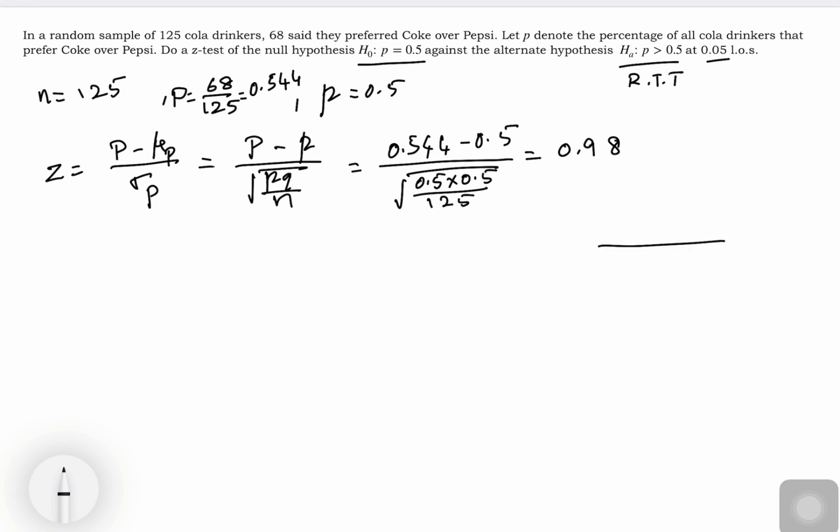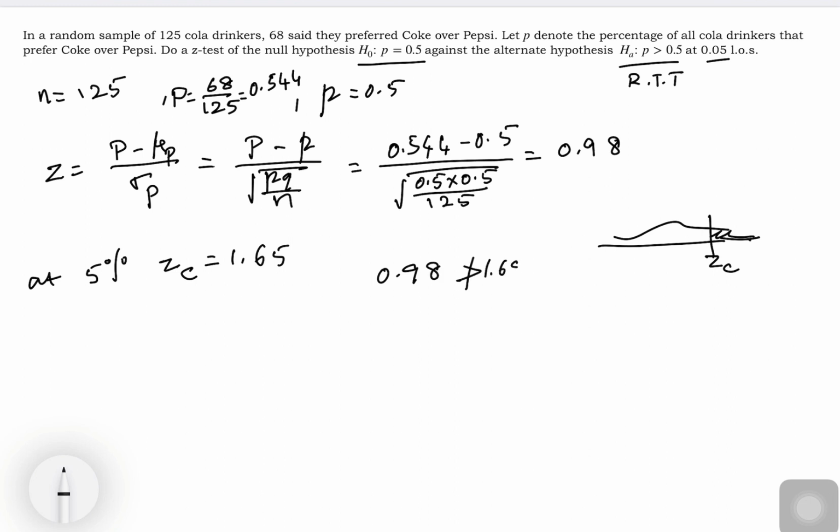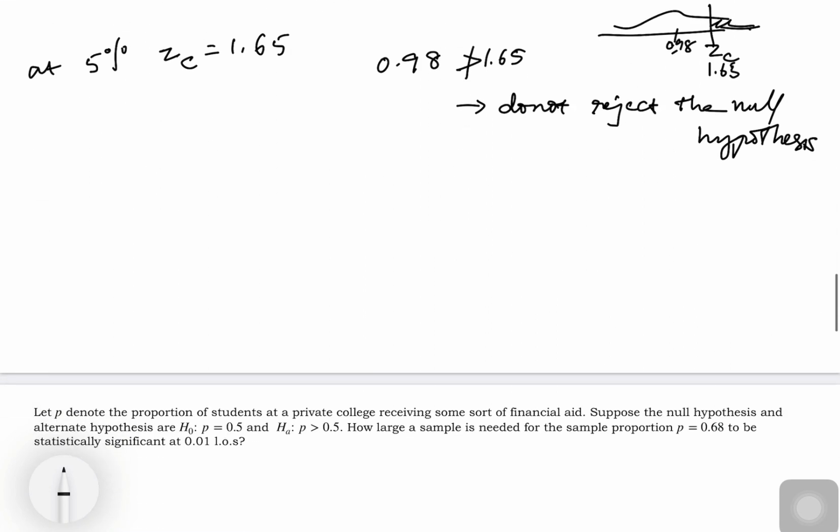So it is a right-tailed test. So we need the Z critical at 5% level of significance. Z critical is equal to 1.65. And 0.98 is not greater than 1.65. So 0.98 will be somewhere here, and this is 1.65. Certainly 0.98 is not greater than 1.65. So here we do not reject the null hypothesis. So this was a problem with respect to the proportion.